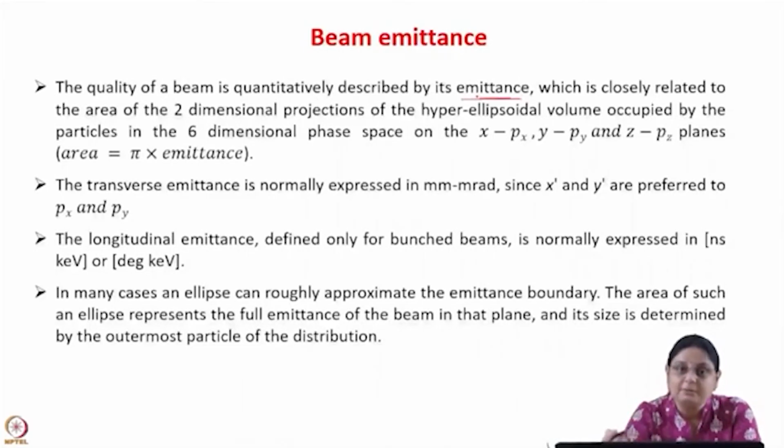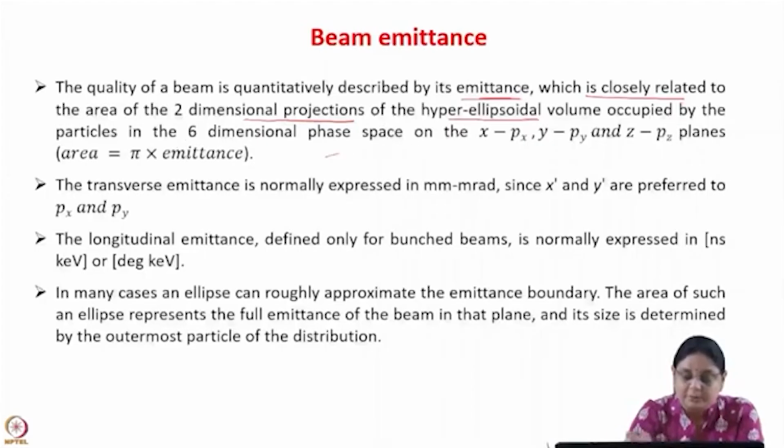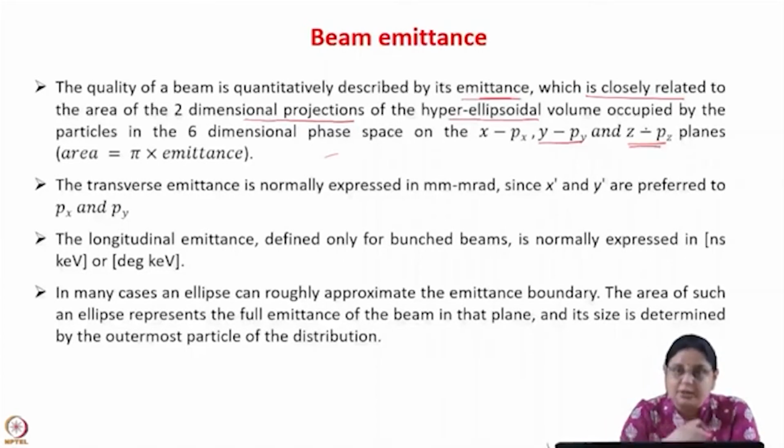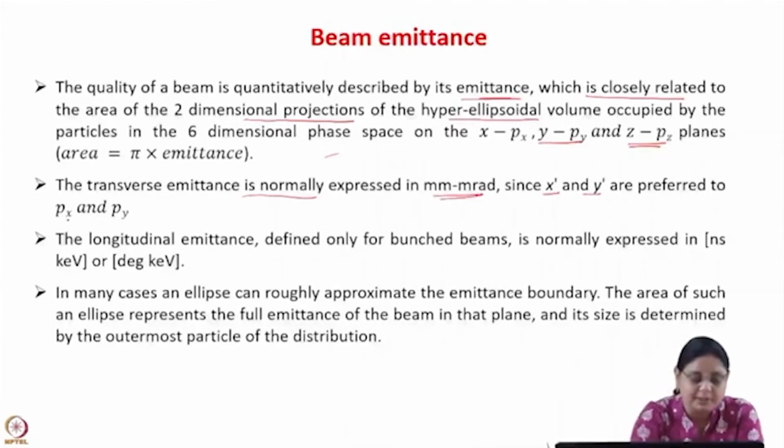Emittance is a figure of merit of the beam, which is closely related to the area of the two-dimensional projections of the hyperellipsoidal volume occupied by the particles in six-dimensional phase space on the x-px, y-py and z-pz planes. So the beam occupies a hyperellipsoid in the six-dimensional phase space. We take projections and emittance is defined for the projection in two-dimensional phase spaces. The transverse emittance is normally expressed in millimeter milliradian, since x prime and y prime are preferred to px and py.